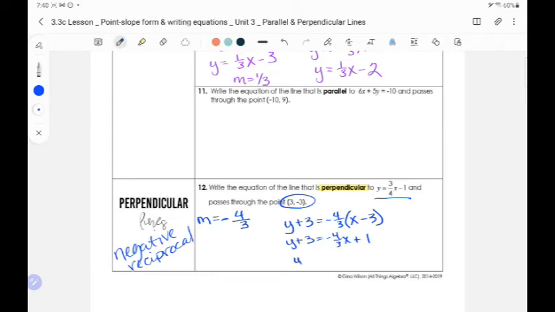And then I've got to subtract my 3. So I have y equals -4/3 x. 1 minus 3 is -2. And that's my answer. Correct?